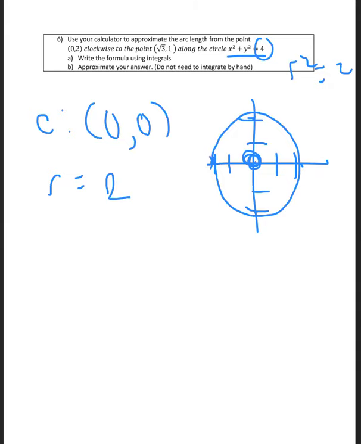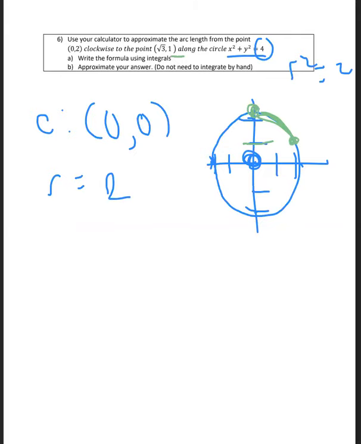They want the point from (0, 2). I'll do that in green. This is that point, and it says (radical 3, 1). Well, you just need to find the point where the circle has a y value of 1. Radical 3 is like 1 point something, so that's right over here, because you're looking at that value. And basically it just wants the arc length of this. So this one is not as bad.